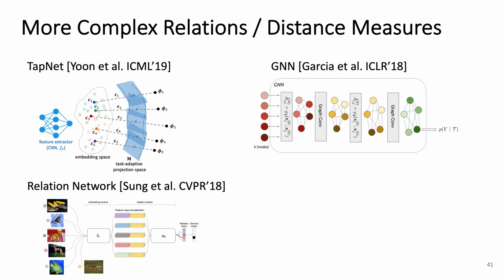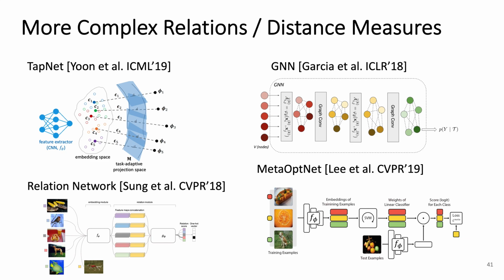Another one is the relation network in CVPR 18. They have an embedding module, the mapping function, and then they concatenate the representations of each support sample and the query sample. Finally, they get a relation score and transform it to a one-hot vector.